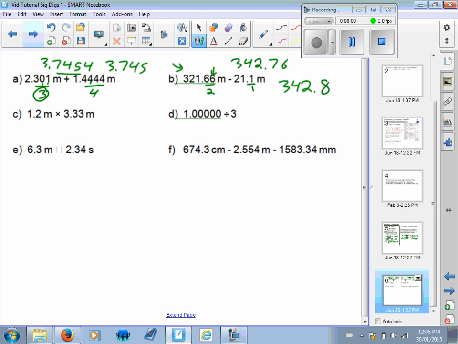Now the rule with multiplication is the number of digits in the value determine the number of significant digits, not after the decimal, but all of them. So in this case, we have 1.2, that's 2 significant digits. 3.33 is 3, so this one is going to decide. When we multiply that out, we're going to have 2 significant digits.